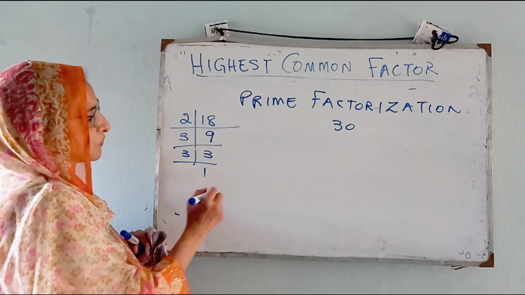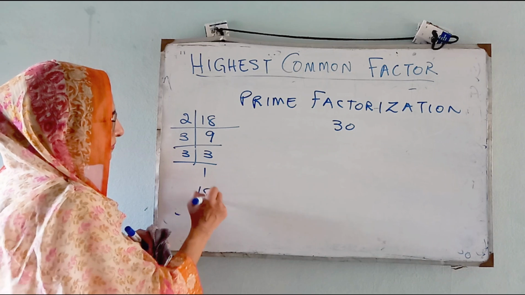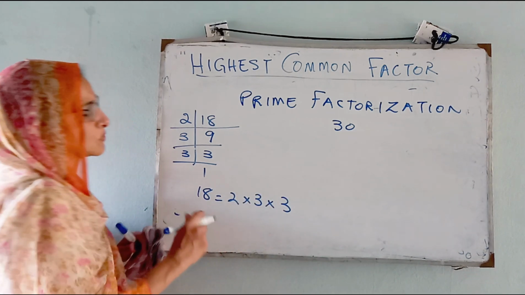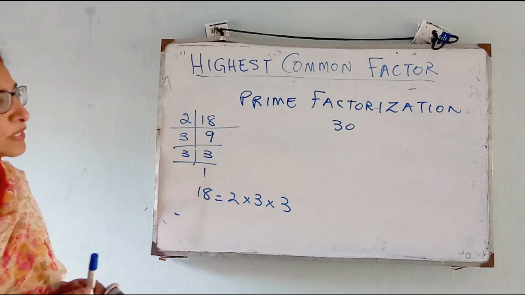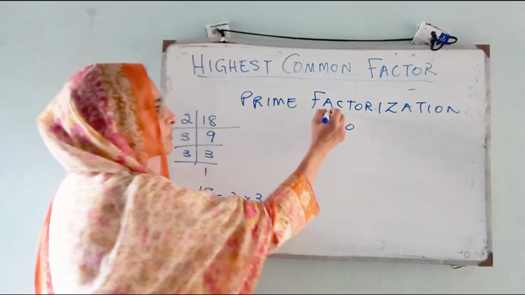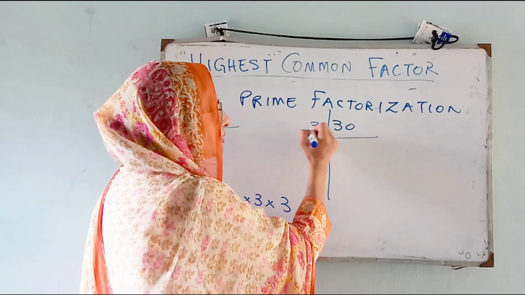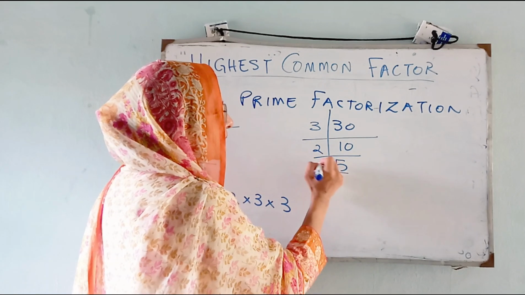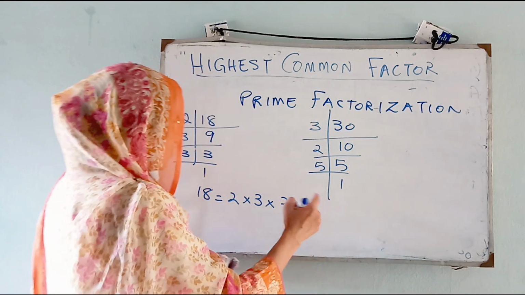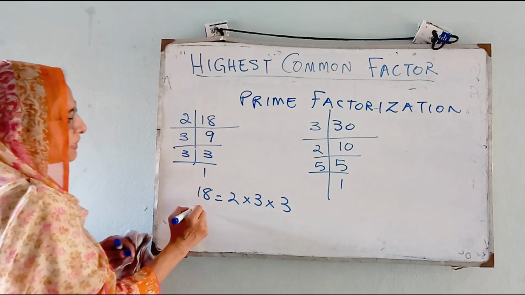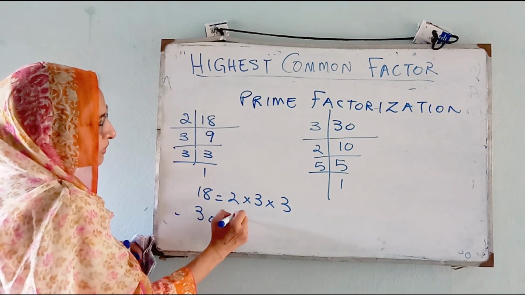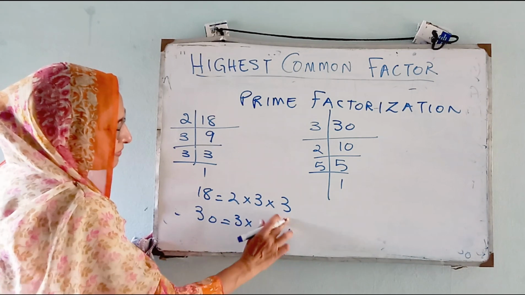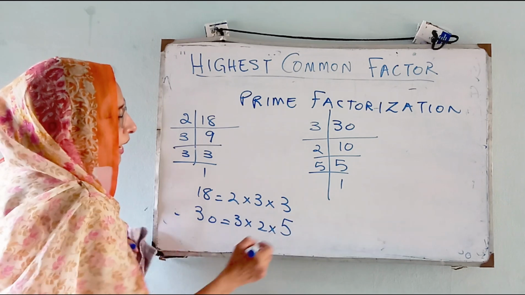So the factors for 18 will be 2 multiplied by 3 multiplied by 3, and when we are going to find the factors of 30, it will be 3 tens are 30, 2 fives are 10, and 5 ones are 5. So the factors for 30 will be 3 multiplied by 2 multiplied by 5, right?